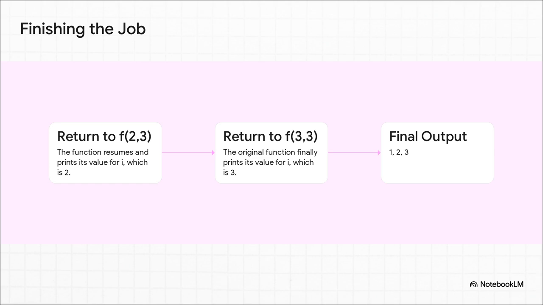And the stack just keeps unwinding. Once f(1, 3) is done, control goes back to f(2, 3). Its big recursive call is finished, so it gets to print its value of i, which is 2. Then control returns to the very first function we called, f(3, 3), which at long last gets to print its value, 3. And just like that, we printed 1, 2, 3 by counting down.